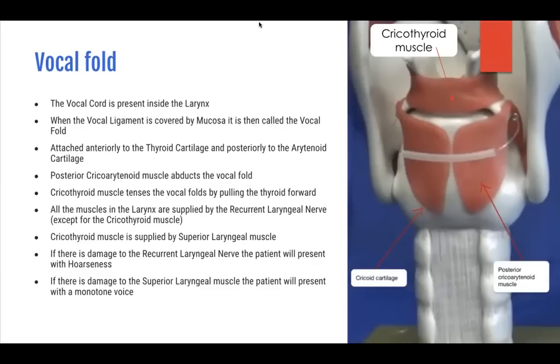The reason being is because the cricothyroid muscle is affected. Again, as we said, the cricothyroid, what it does is it tenses up the vocal cord, okay, by pulling the thyroid forward, and this will cause what we call high-pitched voice. So that's what they lose. That's why they sound monotone. They sound the same tone the whole time. It's because they cannot increase their tone. Is that clear? Yes. Okay.